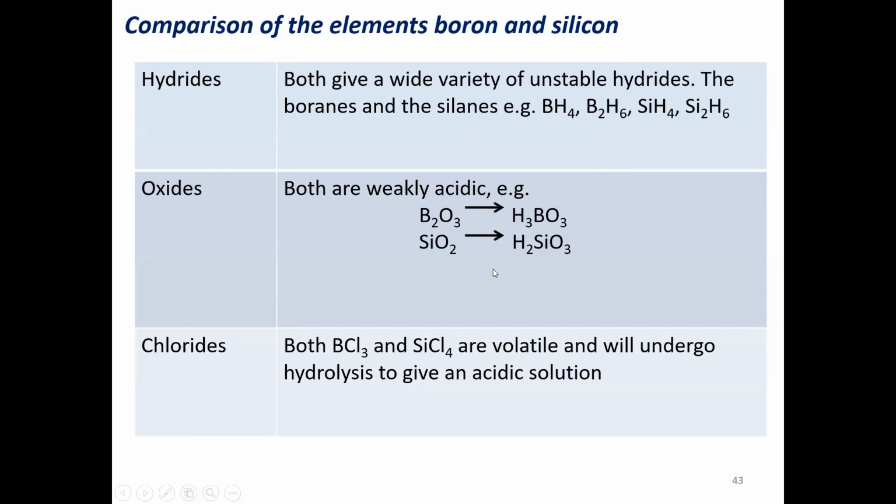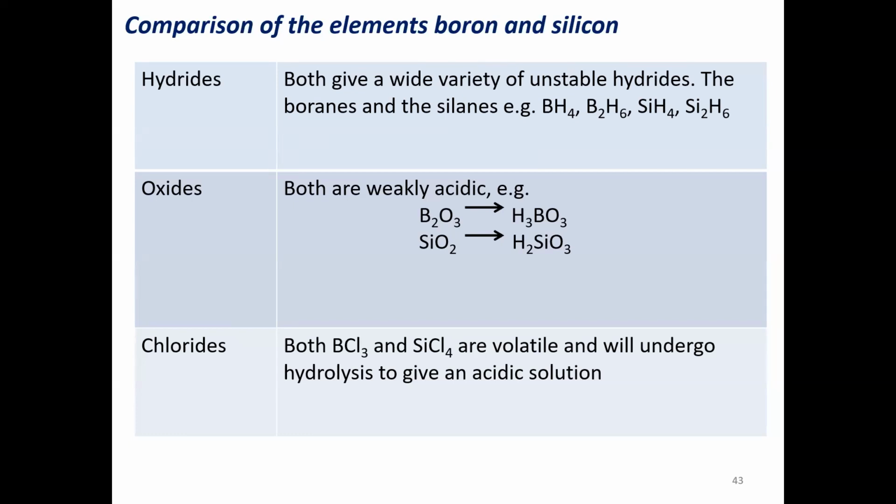Now, in terms of their chlorides, the chlorides of boron and silicon are volatile and will undergo hydrolysis to give an acidic solution, while the chlorides of the other elements, like sodium, which is a metal, are ionic and not volatile, it's a solid. So the chlorides of boron and silicon are volatile and will undergo hydrolysis to give an acidic solution.